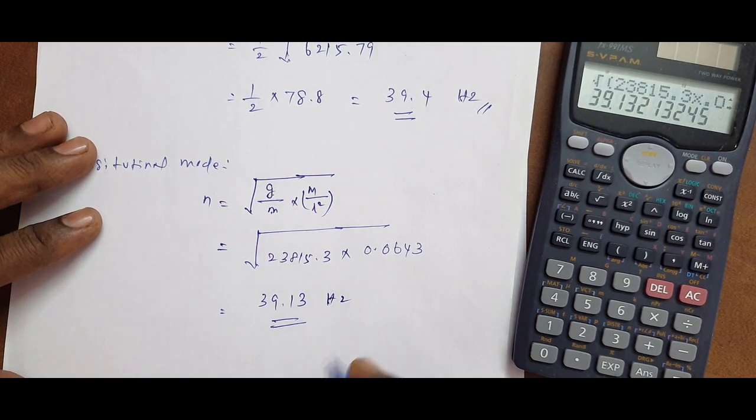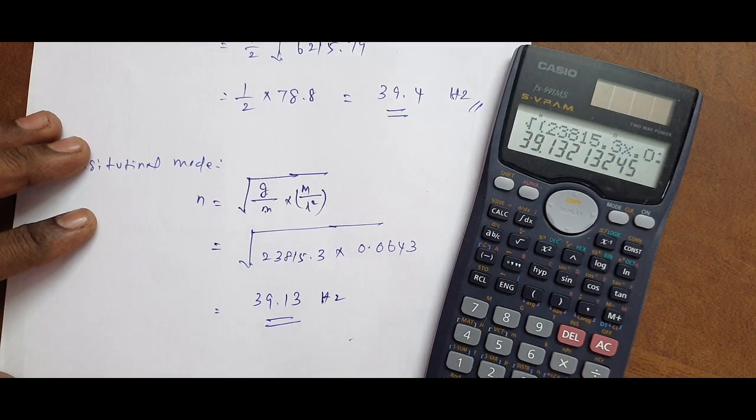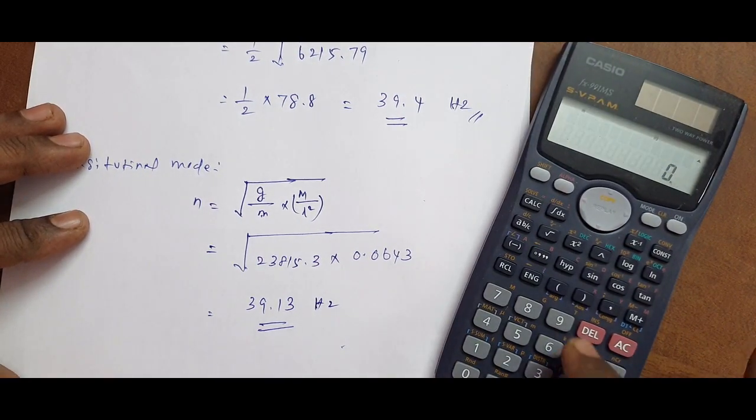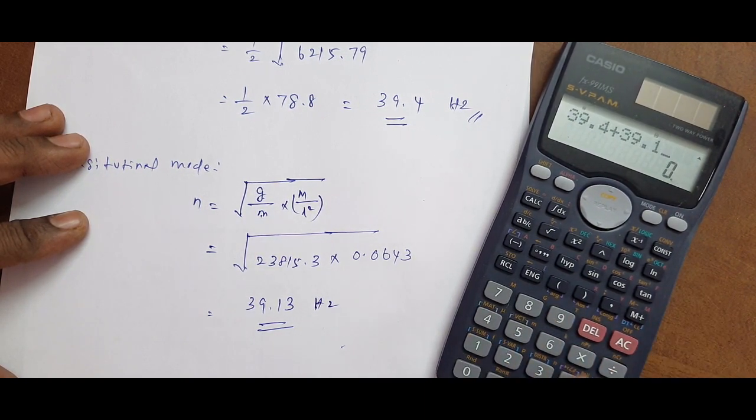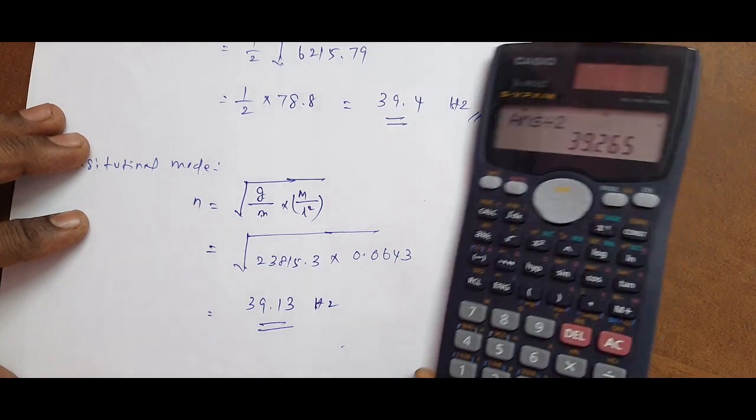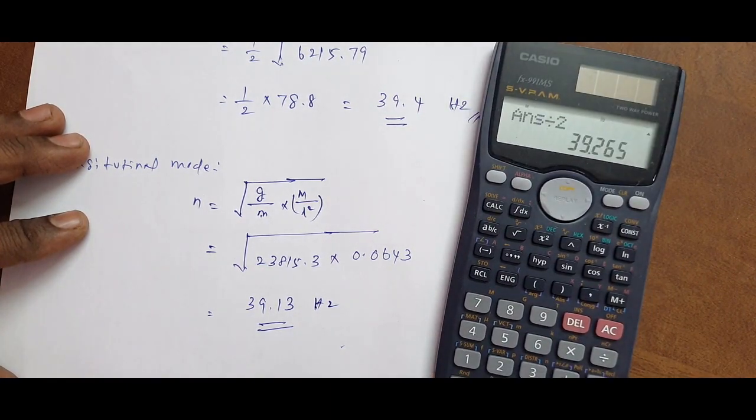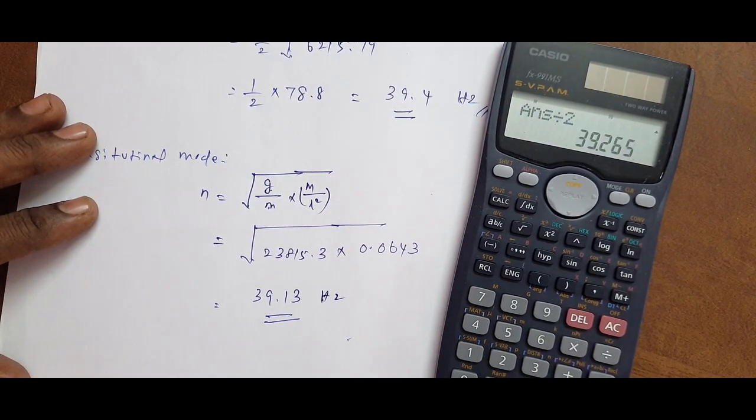Next we get the average frequency. The average frequency n is equal to 39.4 plus 39.13 divided by 2. The average frequency is 39.265 Hertz. So approximately the value is 39 Hertz, the steel rod frequency.